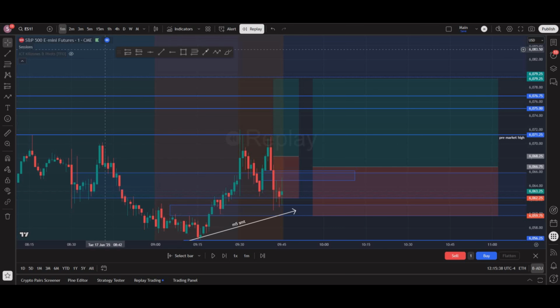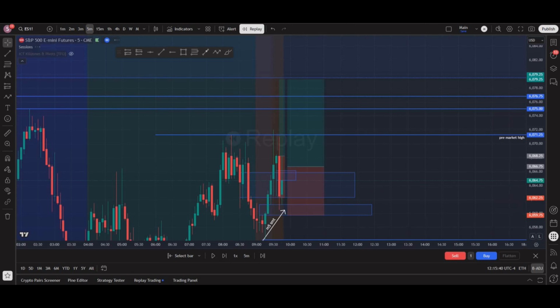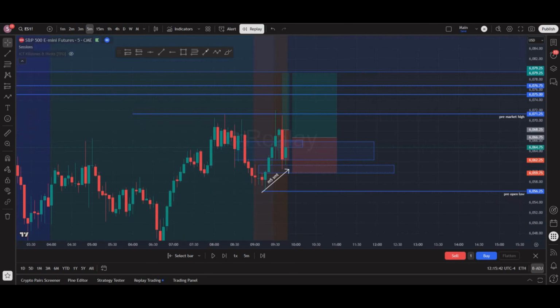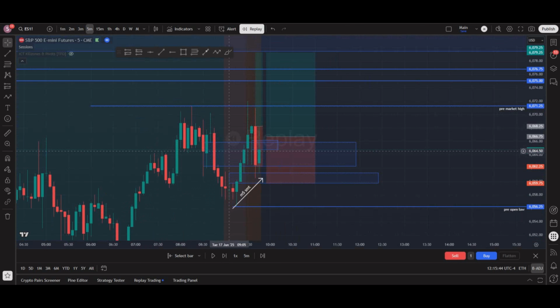So not a bad trade, just the timing wasn't right. So this is where we ended up getting the re-entry, okay? What ended up happening is, as you can see, the 5 minute pulled back and it was still respecting this inverse fair value gap. So it was still within it.